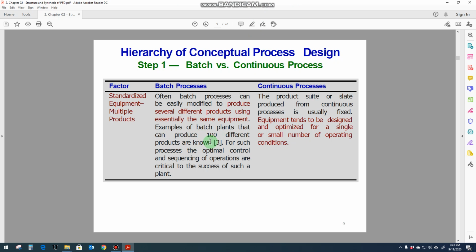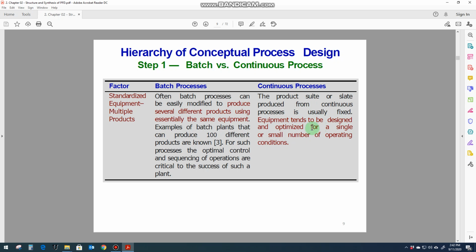So in these batch processes, you are highly dependent on time, and you have to make a very fixed schedule to incorporate all of the changes, to remain on schedule, and to produce the fixed amount of product for that specific period of time. However, in continuous processes, the product suite or slate is usually fixed. In continuous processes, we cannot change the products a lot, right? So there is a fixed product suite and a fixed number of products that we can actually form from a continuous process.